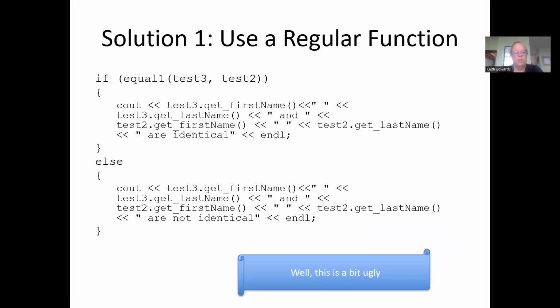So if we use the equal 1 function inside application code, we would basically pass it two patient objects, say test 3 and test 2. And basically, we would output the information that they are equal. Otherwise, we would output the information that they are not equal, depending on what equal 1 returned. And it's a little bit ugly.